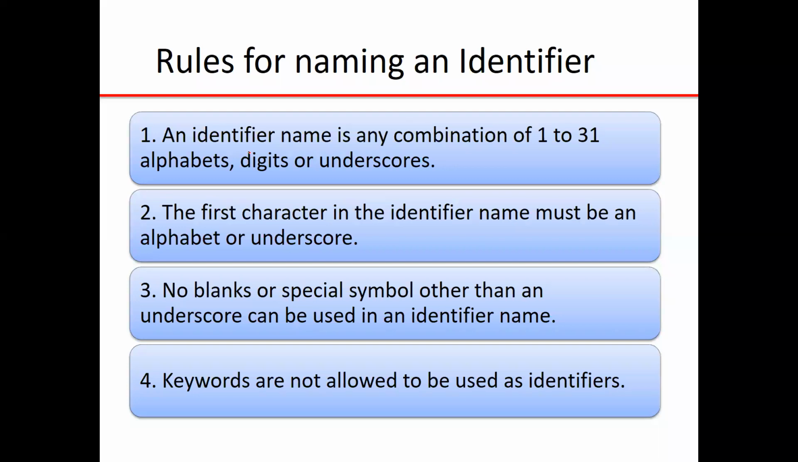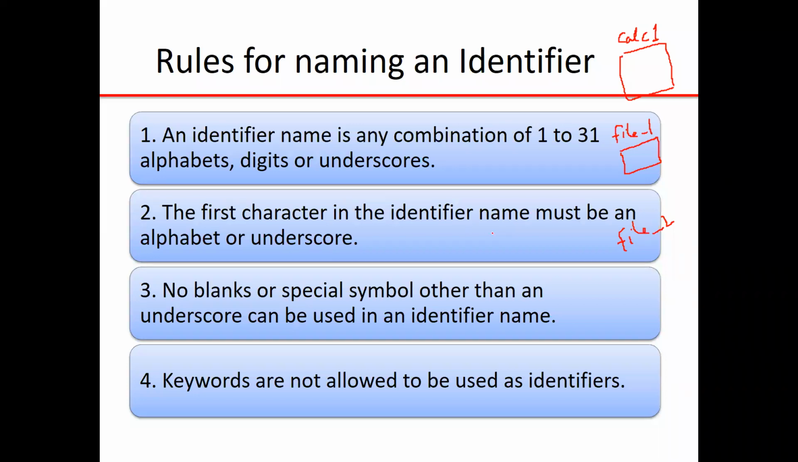Rules for naming an identifier. An identifier name is any combination of 1 to 31 alphabets, digits or underscore. Only these three things are allowed. Suppose I want to create a program and I want to give the name of the program as calculator1. So I can use the name calculator1 because alphabets are allowed as well as digits. Alphabets and digits are allowed. And I can also use underscore. I can use the name file_1. File underscore 1. So this is allowed. And I can use another name of the file as file_2. File underscore 2. So this is allowed.